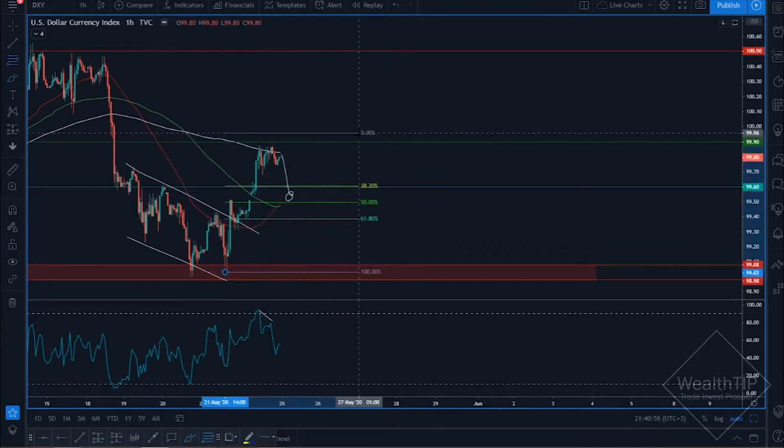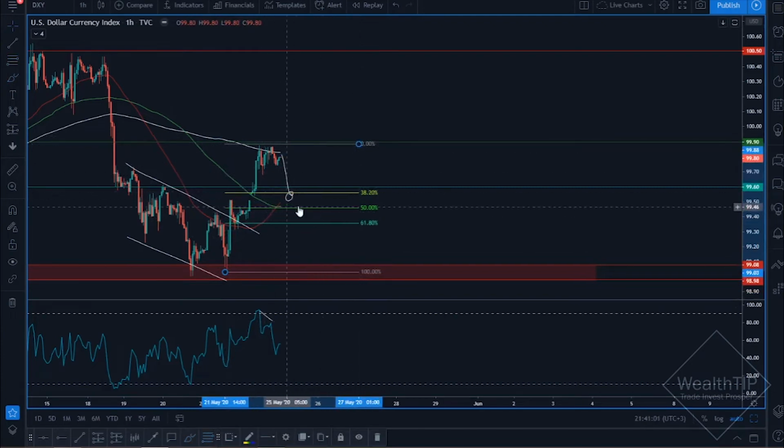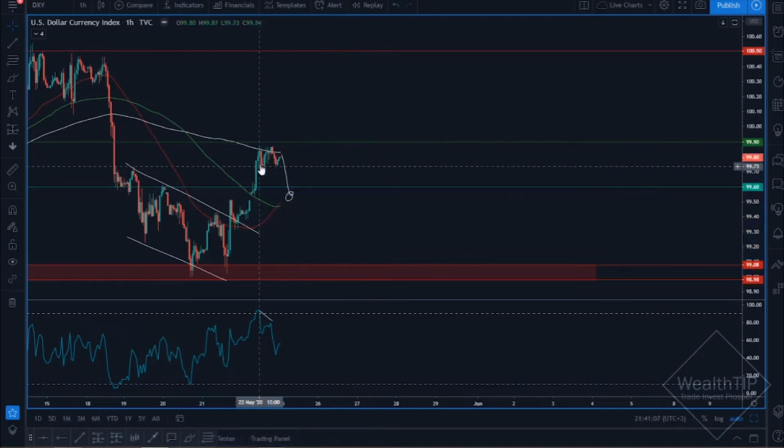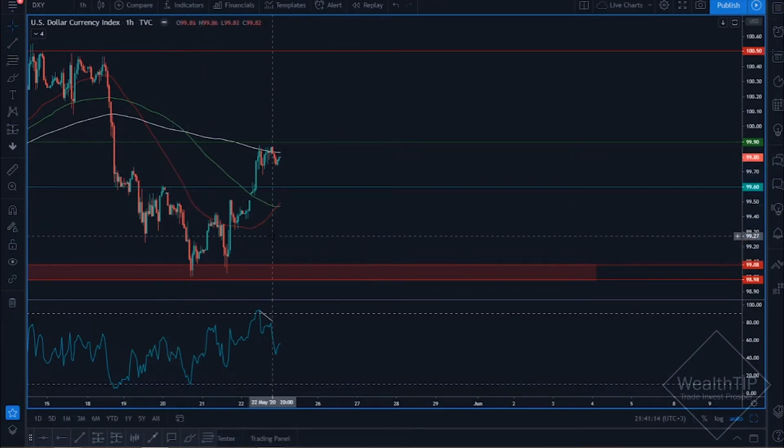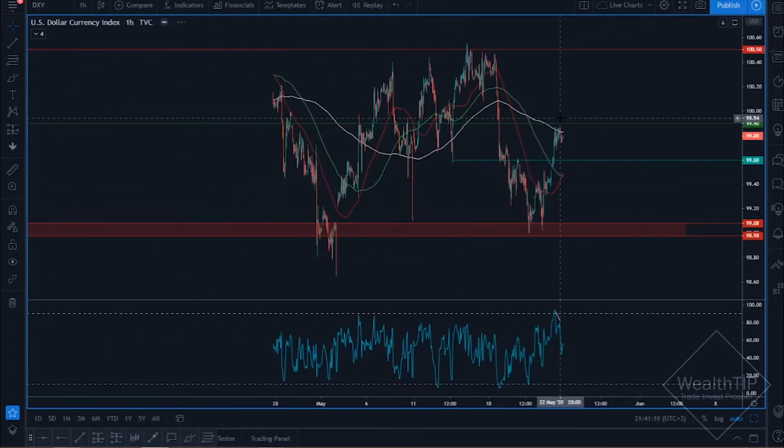If we were to measure from the low to the high, we would retrace around 50%, which could see us continuing running further up. Now, bear in mind, guys, I'm not saying that this is going to happen. I'm just saying that based on the current market structure, these are the potential outcomes that the market could give us for the week ahead.